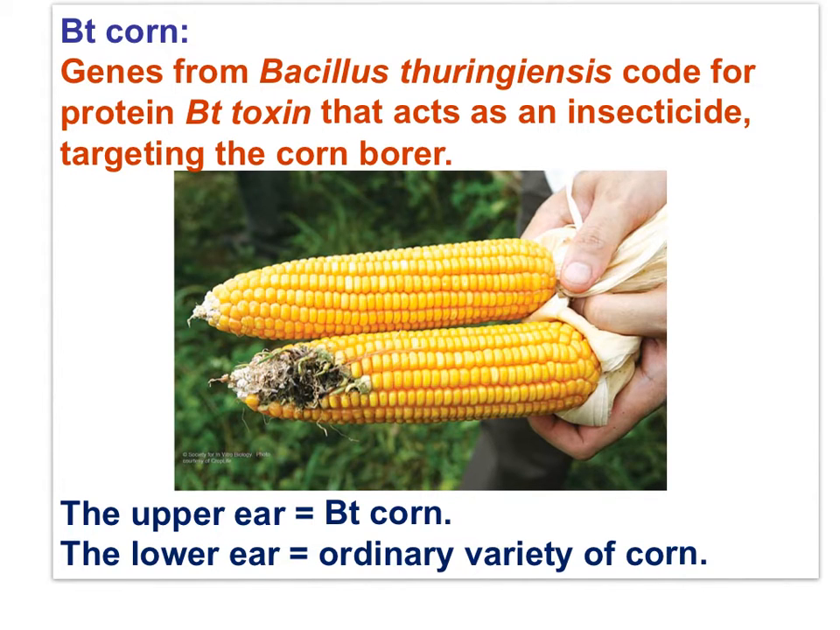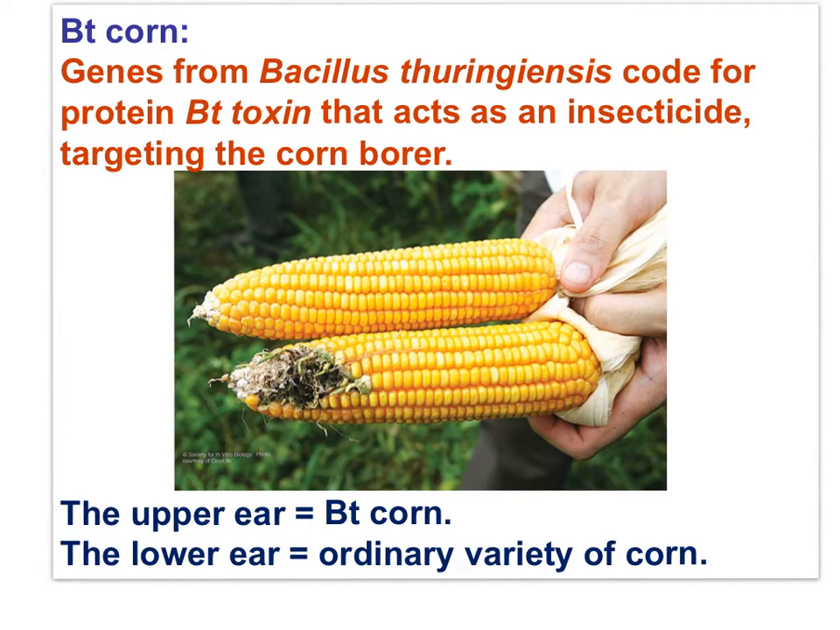You can see in the image the upper ear is Bt corn. It's a genetically modified corn plant with the Bt gene, allowing the plant to resist insects that would eat the corn. The lower ear is from a traditional variety without the Bt gene. Now, the Bt gene in this corn would allow farmers not only to have less crop loss, but farmers don't need to spray as much pesticide on the field. There are two advantages. But here are the concerns.